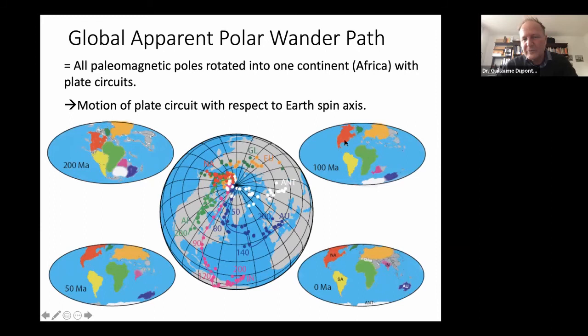So we take all the data from North America, for example, where there is a lot of data, and we rotate this data of the past pole of the Earth into Africa. Then we rotate all the data from Europe, from South America, so that we have the global paleomagnetic data, the global data of the north magnetic pole, and we use this as a reference for the entire circuit. So this is going to be the reference pole for our plate motion.